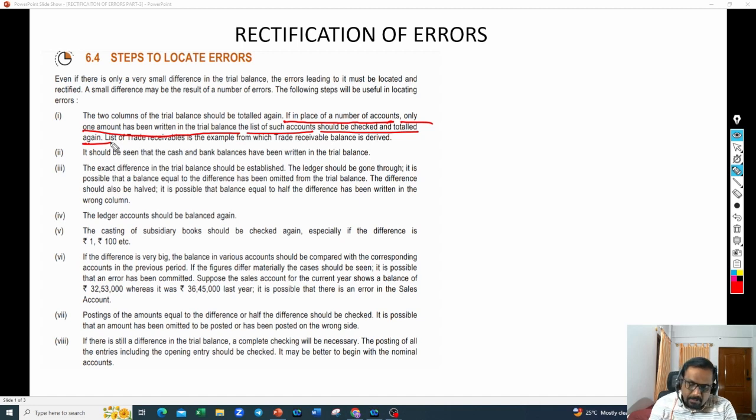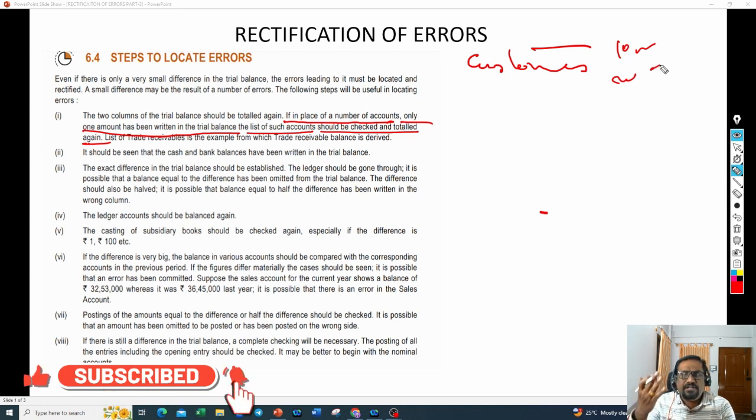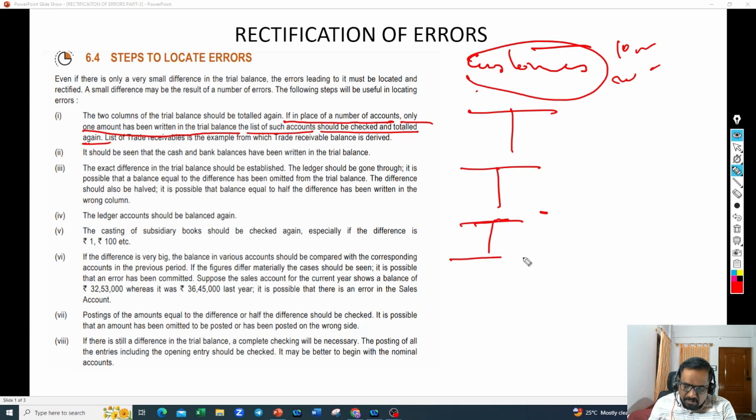See, for example, if I take customers, one company, one organization can have 10,000 customers, 20,000 customers, 50,000, 1 lakh. It depends on the size of the organization. So for each and every customer you have to maintain an account. For every customer you need to maintain an account in the ledger. If you have 10,000 customers, 10,000 accounts. If you have 50,000 customers, you should have 50,000 customer accounts, right?